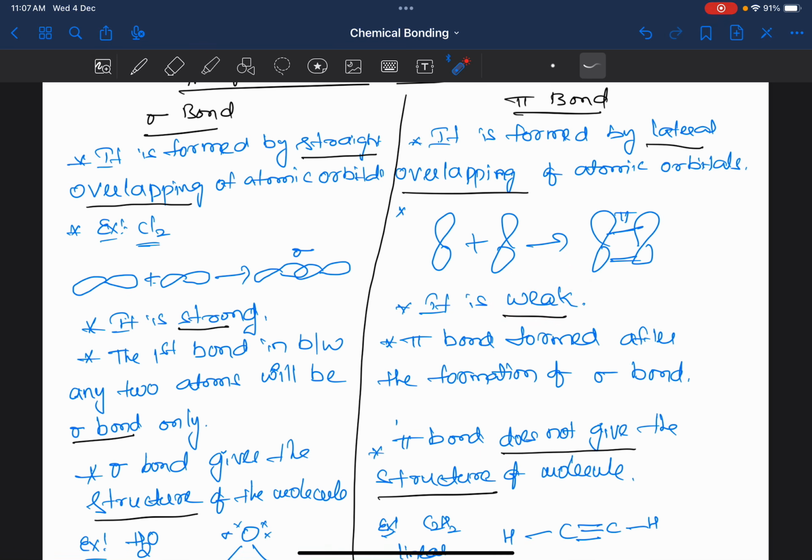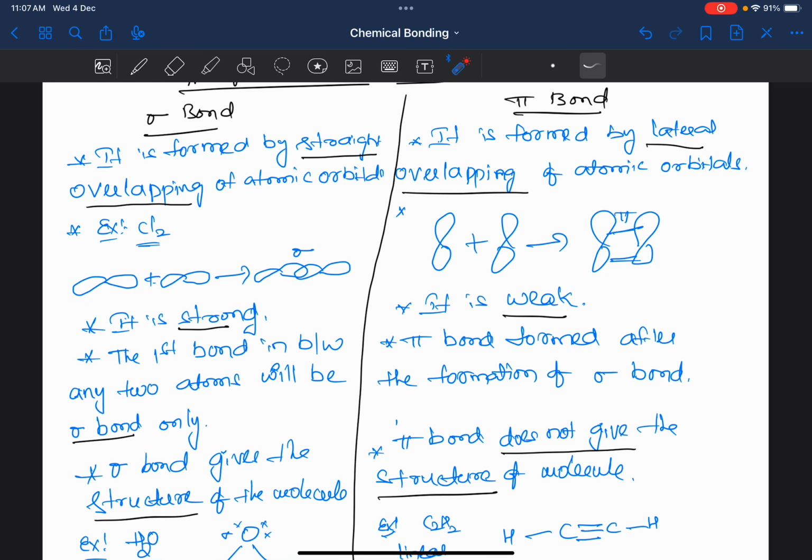And next, in between any two continuous atoms, sigma bond is formed first. First overlapping will take place in straight direction. After that only partial overlapping takes place. Therefore, the first bond in between any two continuous atoms will be sigma bond only. But pi bond is always formed after the formation of sigma bond.